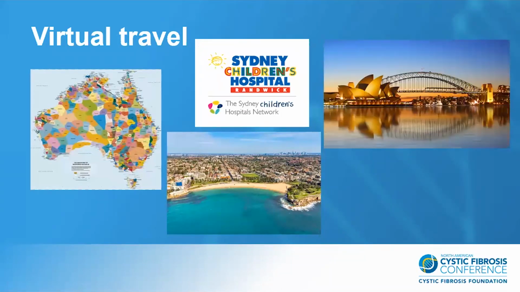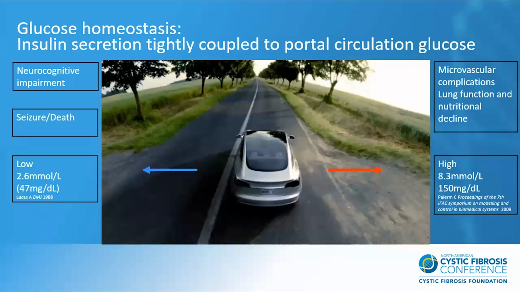I'd like to start by taking you on a virtual trip to Australia. In the coloured map on the left, you can see the Indigenous nations of Australia, the Eora people, custodians of the area where Sydney Children's Hospital is located near Coogee Beach. I often commute there across the harbour, and here's the harbour bridge and opera house. The other day there was a terrible accident with a car veering across one of the narrow lanes, and it got me thinking about glucose homeostasis.